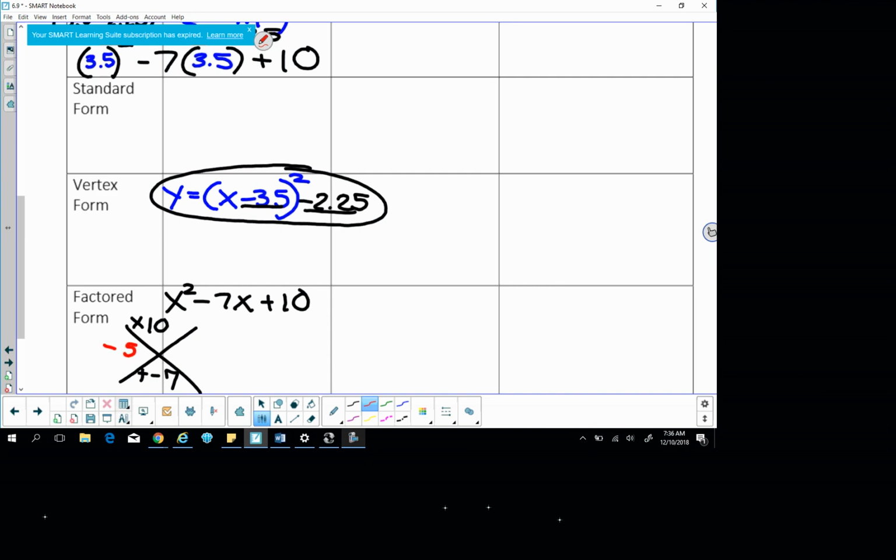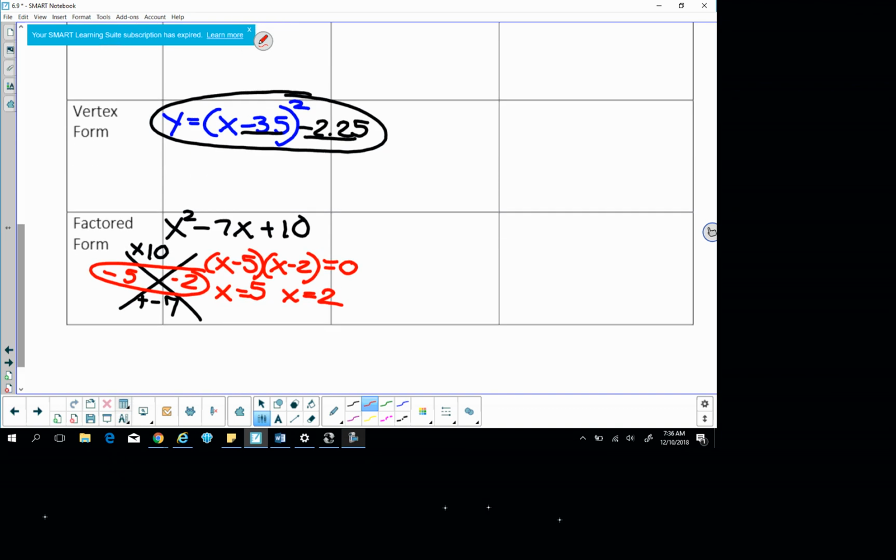Negative 5, negative 2, ding, ding, ding. So you end up getting x minus 5, x minus 2. But we got to make them equal to 0. And so we know it's just the opposite. So what's our x here? What's the opposite of negative 5? 5. And the opposite of negative 2? 2. So we know those are our two x-intercepts. 5 comma 0, 2 comma 0. So those are our roots.